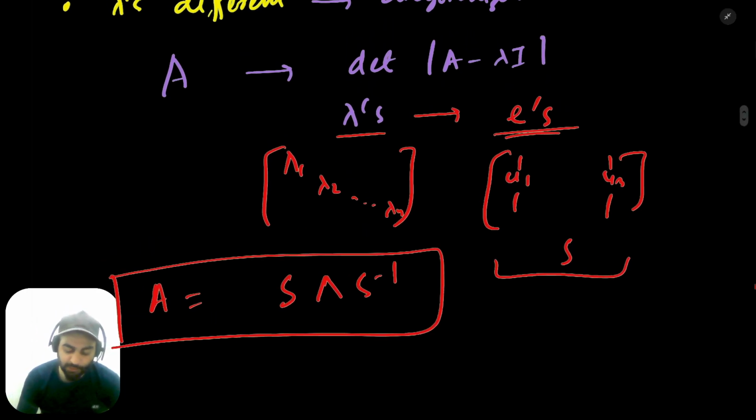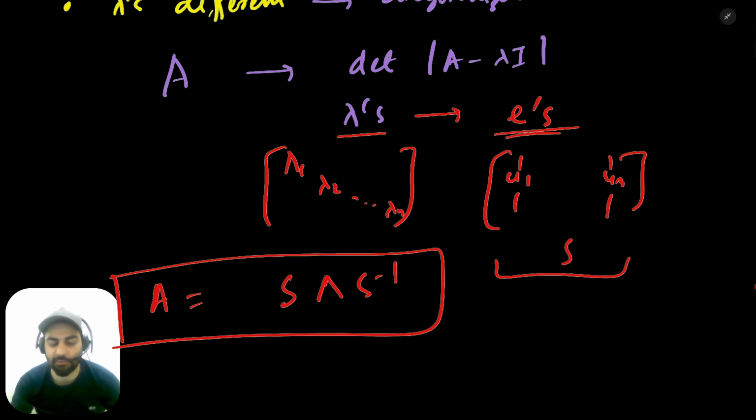But for that you will get a surety over here. For example, if lambdas were different, you are sure that all the eigenvectors will be independent, and they will be different. By different, I don't mean just different. I mean that they'll be pointing in different directions, towards different planes.